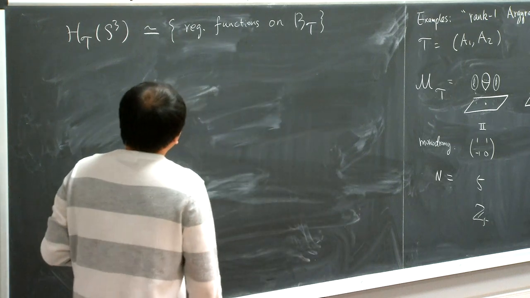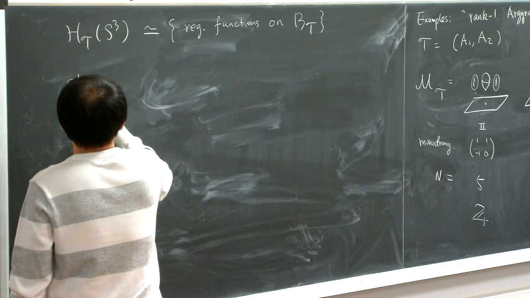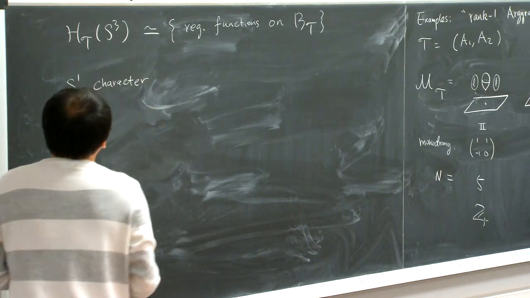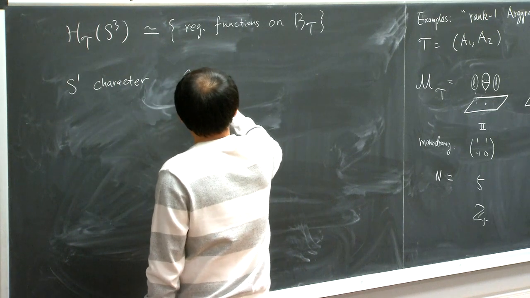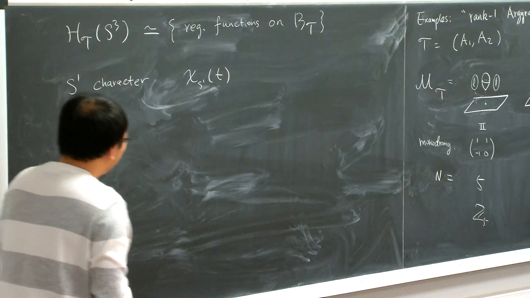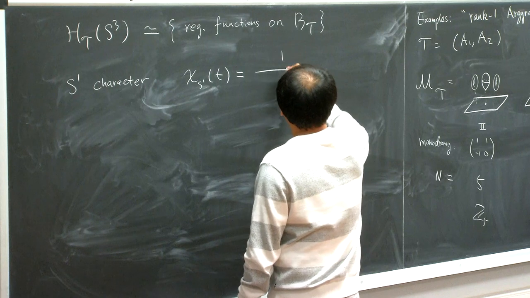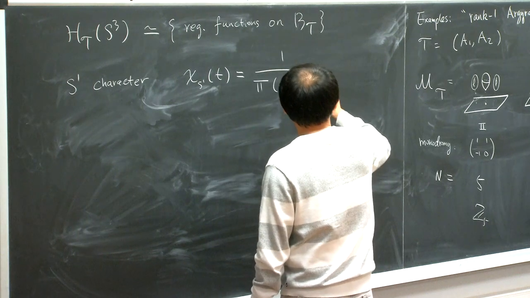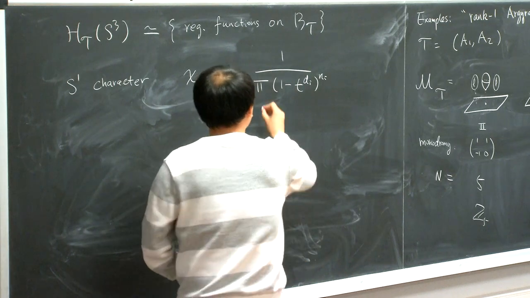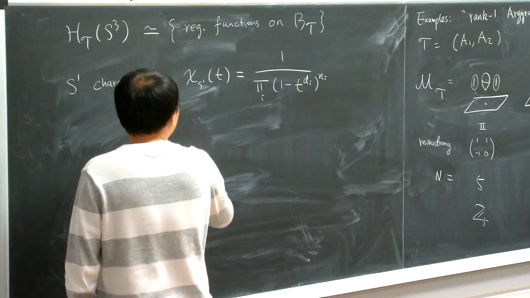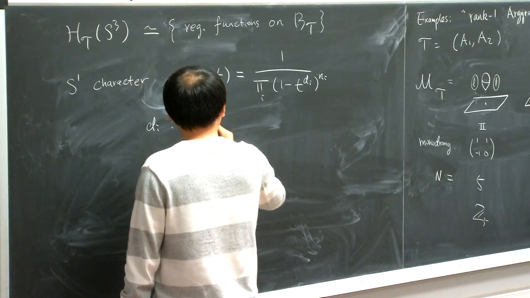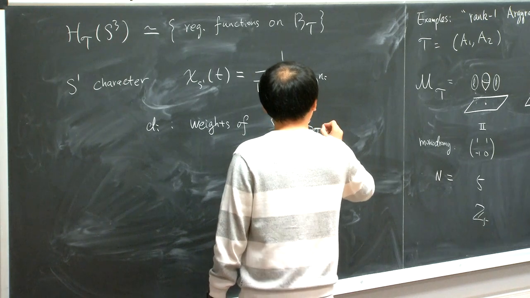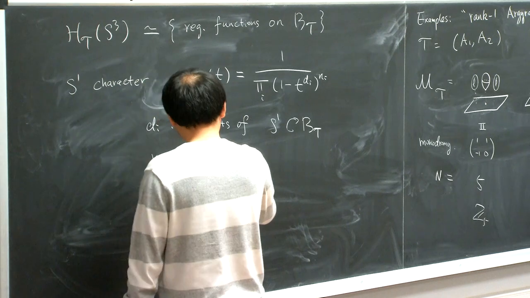And then if you compute the character of the S1 action, you will obtain the following quantity. Let me use t again for the equivariant parameter. The S1 character will be given by the following rational function, 1 over the product of 1 minus t to the w_i power, to the n_i power. Here, the w_i are weights of the S1 action on B, and n_i are going to be multiplicities of these weights.